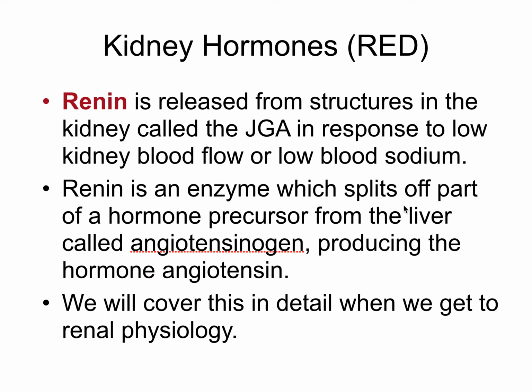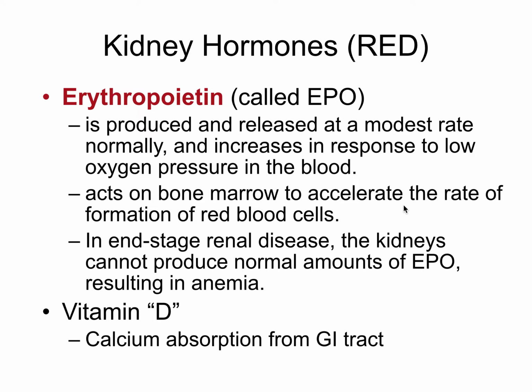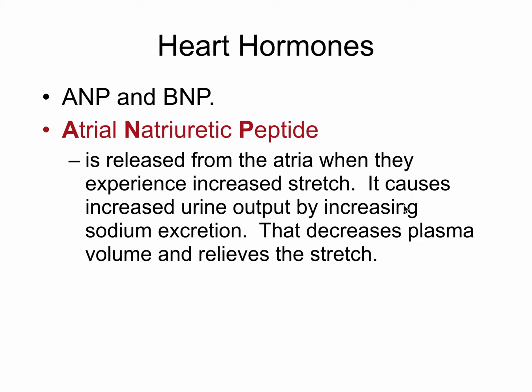Renin, blood pressure. That's it for now. EPO, red blood cell production. That's it for now. And vitamin D is calcium absorption from the GI tract. Very good. Heart hormones, ANP, I need to pee. That's how I remember it. I need to pee. ANP, I need to pee.